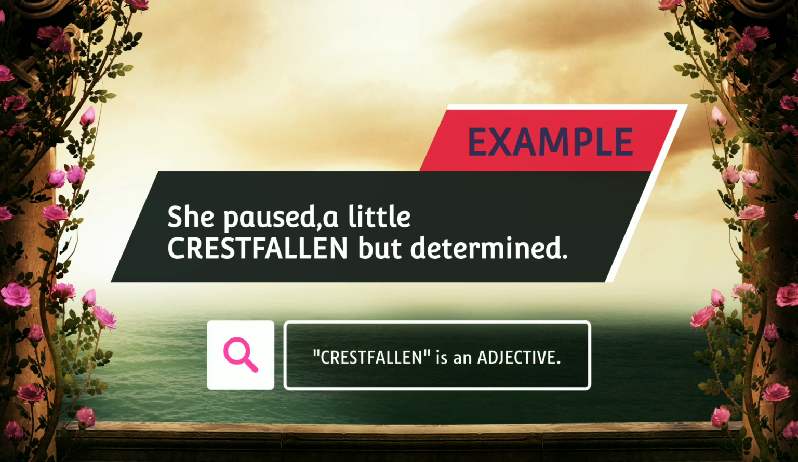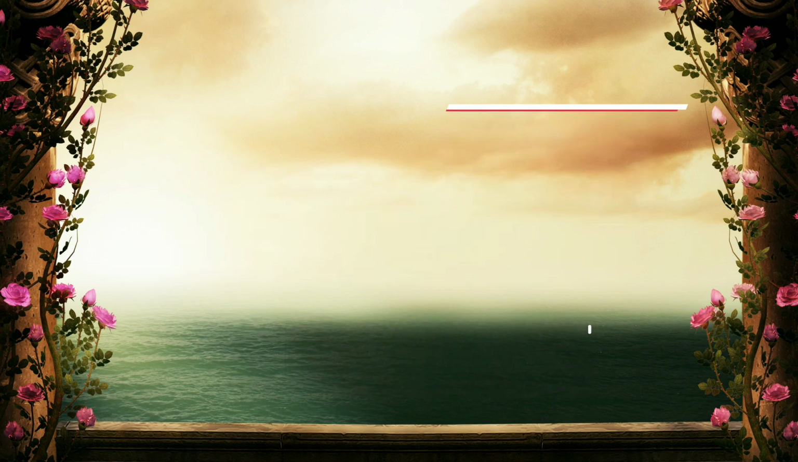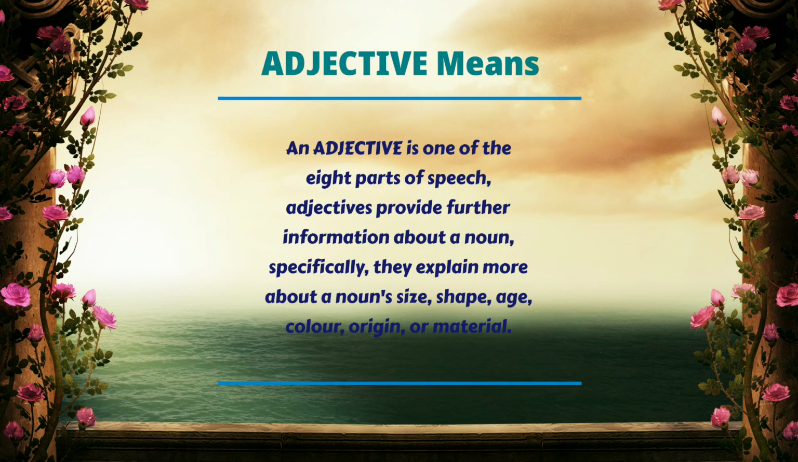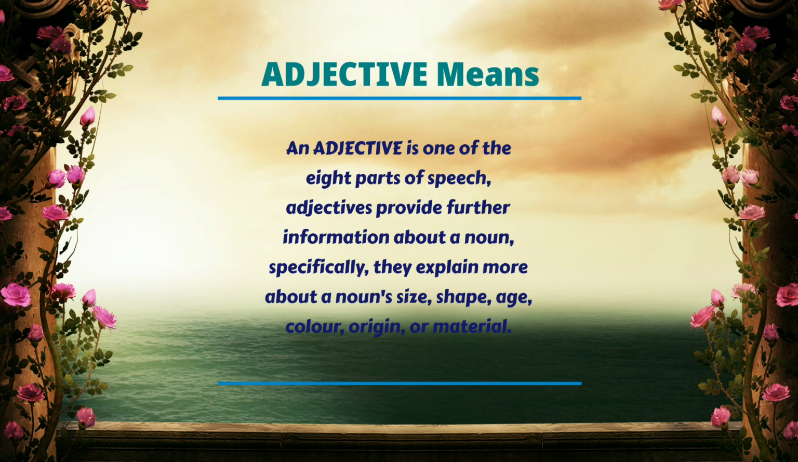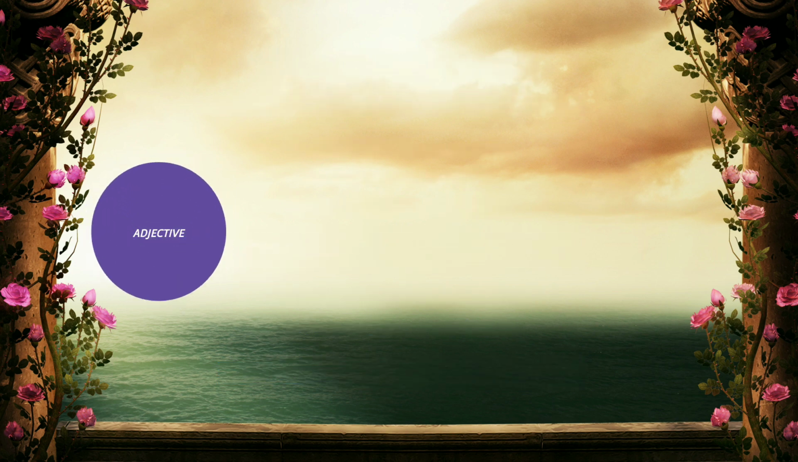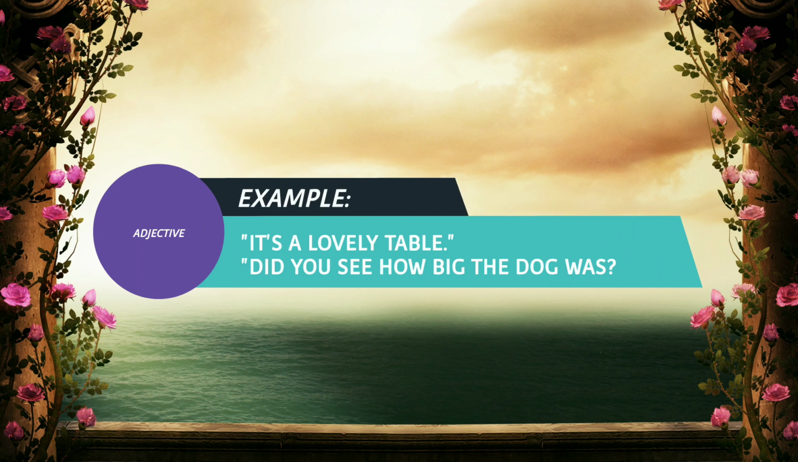Here, crestfallen is an adjective. An adjective is one of the 8 parts of speech. Adjectives provide further information about a noun. Specifically, they explain more about a noun's size, shape, age, color, origin, or material. Example: it's a lovely table. Did you see how big that dog was?